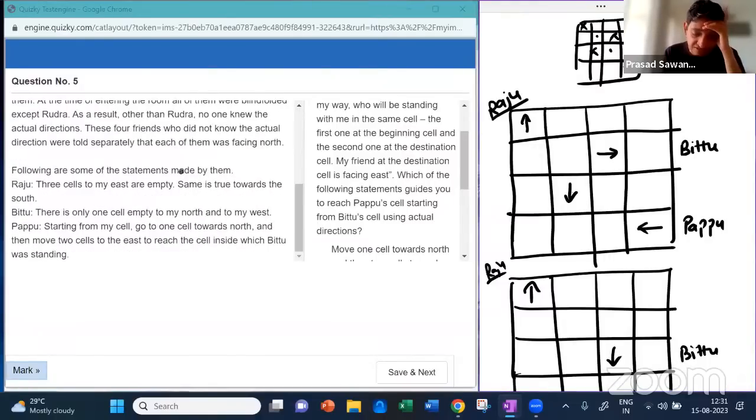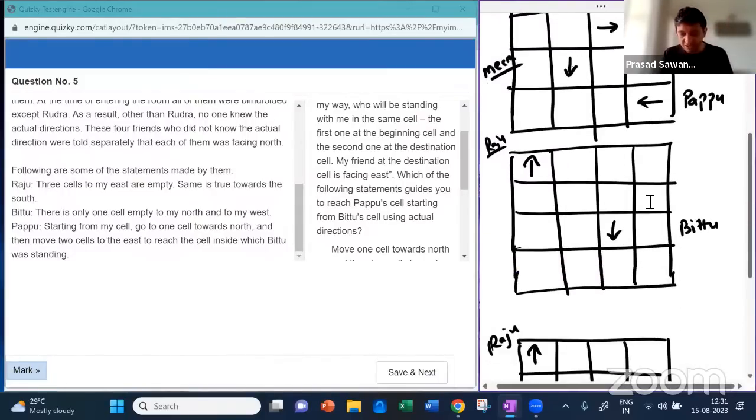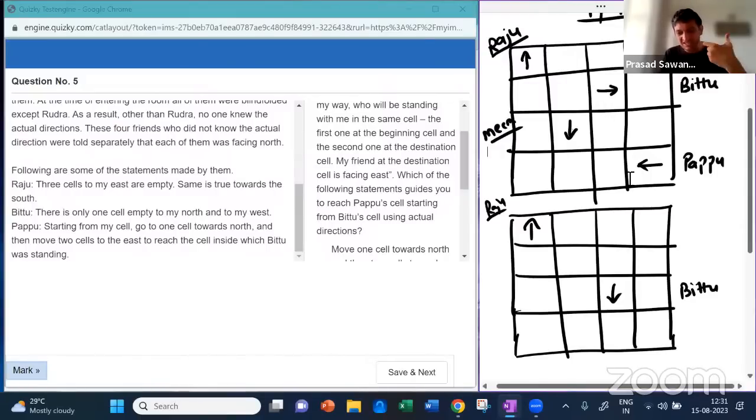Oh, sorry, Meera. So Meera will be here. Same thing, let's see here also, because this one is here, so it's in the opposite direction and a knight move. So here, if this one is the case, north and two east, he would reach here. But this can't be the cell. Okay, so you can't have a knight move at all.